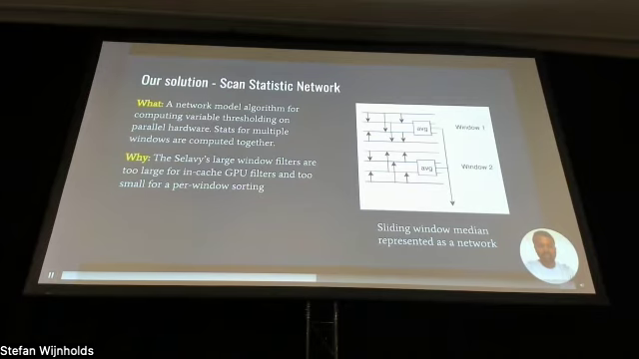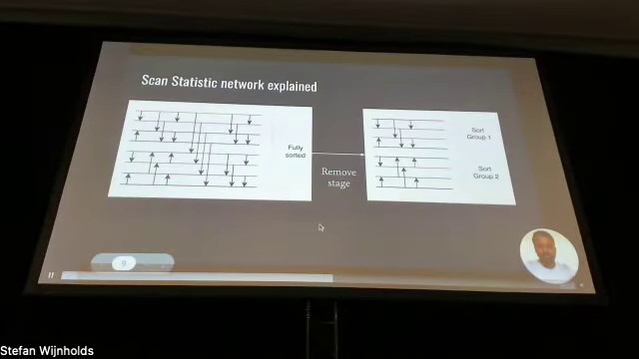So we came up with a new sorting network based algorithm called a scan statistic network to compute the window statistics needed for variable thresholding. The image on the right is a scan statistic network for sliding window median. So what is a scan statistic network? If we start with a regular sorting network, which works well on GPUs, and remove a couple of stages from it, we get piecewise sorted data. This is due to the property of sorting networks.